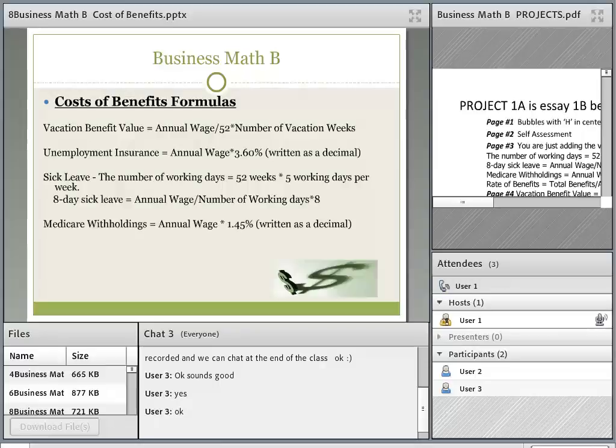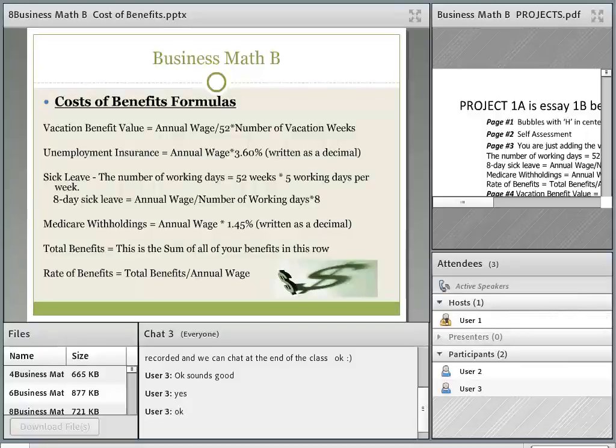For this particular lesson, the Medicare withholding is going to be your wage times 1.45%. When you type that in your calculator, you're going to move the decimal twice to the left, 0.0145. And your total benefits, this is the sum of all the benefits. These are the basic ones I've included here, but your employer may have other benefits that they pay you. So your total benefits is the sum of everything.